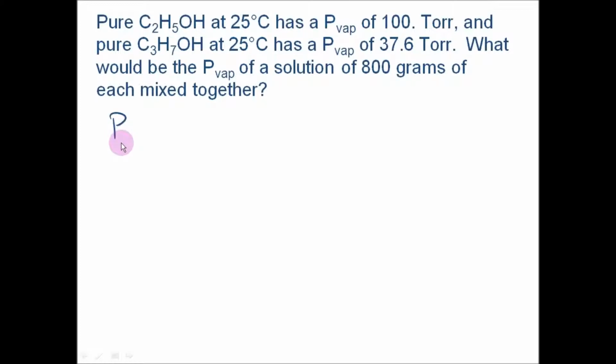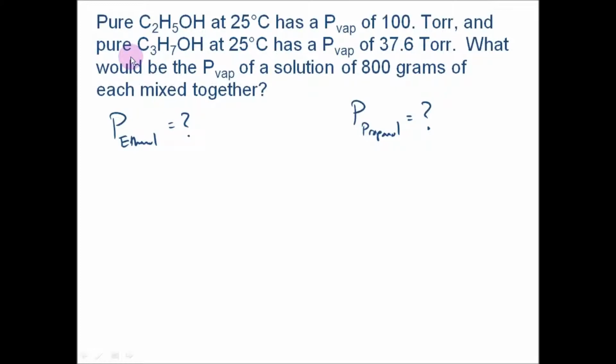So first, let's find the vapor pressure of the ethanol, and then we're going to add the vapor pressure of the propanol to that. Again, this is the ethanol, C2H5OH, that's ethanol. This is the propanol, the C3H7OH.